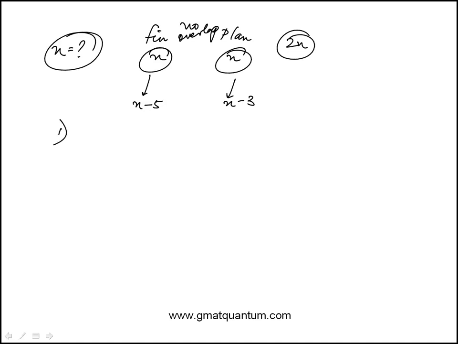So starting with statement 1, it says the ratio of the total number of members who left at the end of the year, so the number of people who left were 8, to the total number of members at the beginning of the year, which is 2n, was 1 to 6. So that's statement 1. We can find what n is.